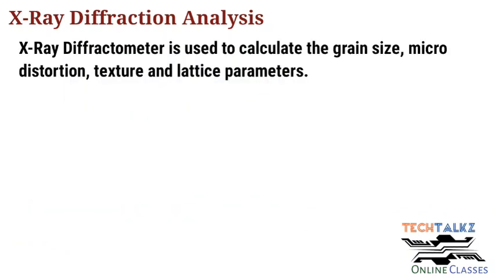Please note, this diffractometer is also used to calculate the grain size, micro distortion, texture and crystal parameters or lattice parameters. The physical and chemical properties of the sample will depend upon the crystal structure. So it is very important to detect the correct orientation and correct crystal structure.